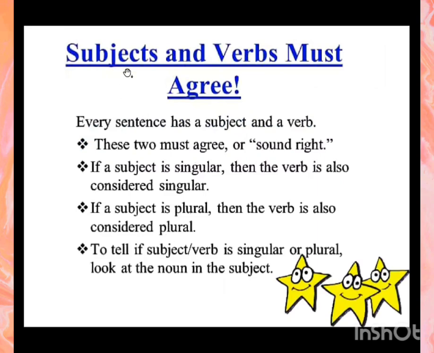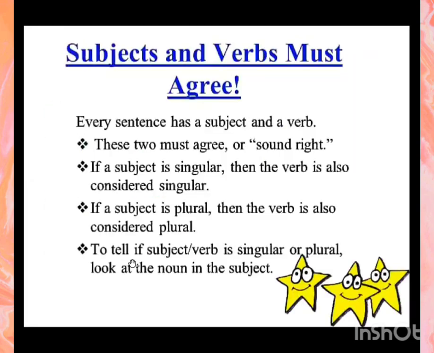Now, why must the subjects and verbs agree? Dear students, this is something really important. You need to read and memorize these lines. Every sentence has a subject and a verb. No sentence is complete without a verb. These two must agree or sound right. If a subject is singular, then the verb is also considered singular. If a subject is plural, then the verb is also considered plural.